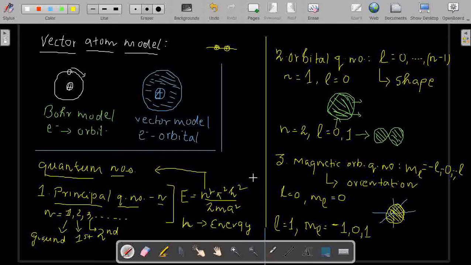The second quantum number that we should know is called the orbital quantum number. The orbital quantum number is denoted by L, and its value can start from 0 and go up to n minus 1.